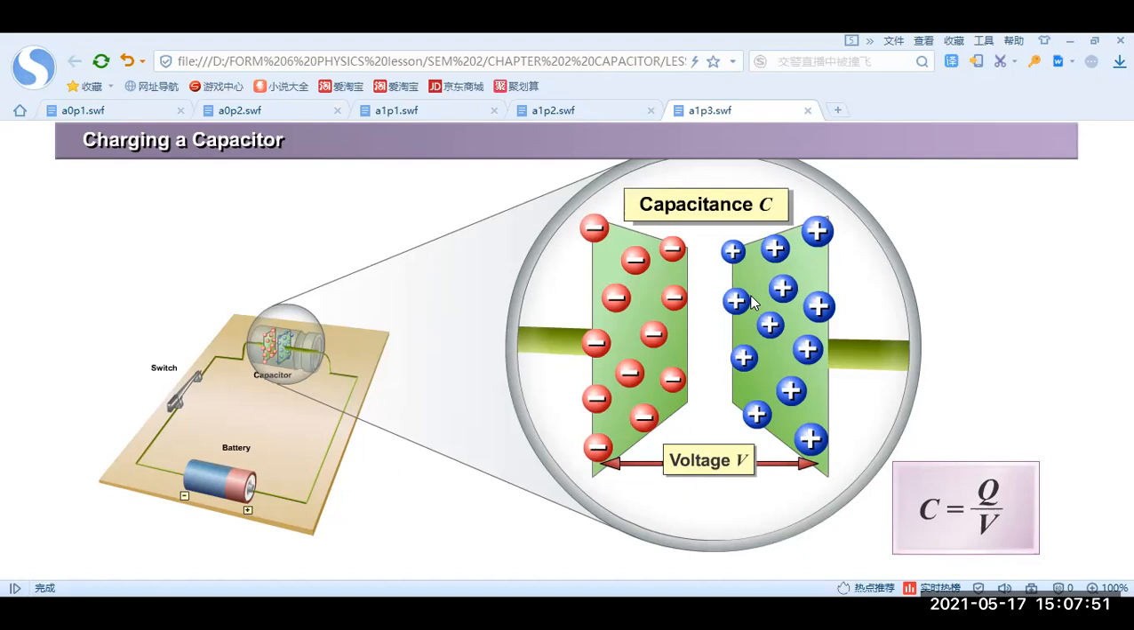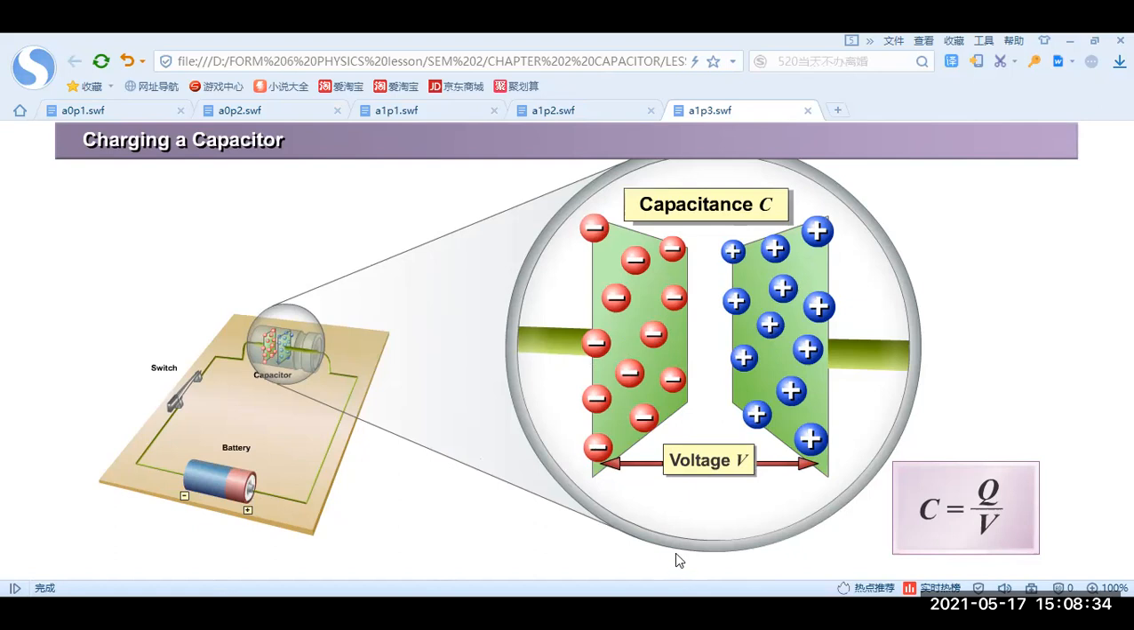Capacitance means the ability of a capacitor to store charge. The higher the capacitance, the more charge can be stored. A capacitor is like that. If we connect to positive, the right side will be charged with positive because it is connected to the positive terminal of the battery. The plate which we connect to the negative terminal will be charged negatively.